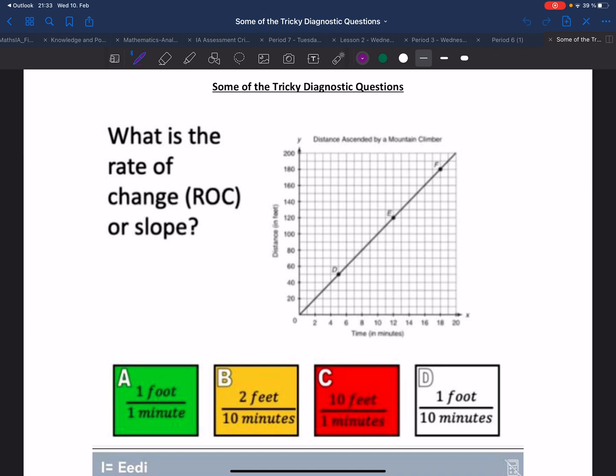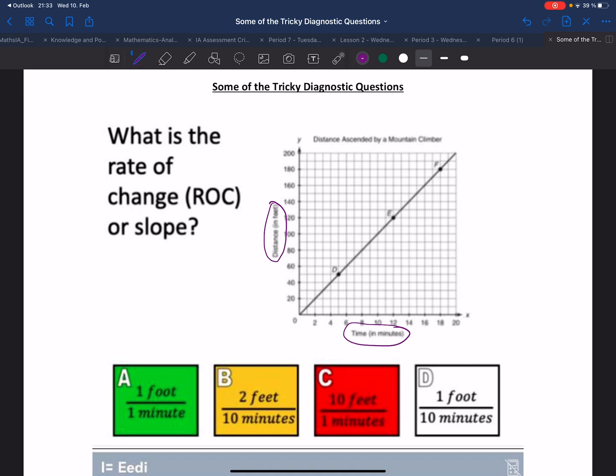This first question asked for the rate of change or the slope of this line, so it was basically asking for the gradient of the line. So in that case we want rise over run, change in y over change in x, and in particular here it's the distance in feet over the time in minutes.